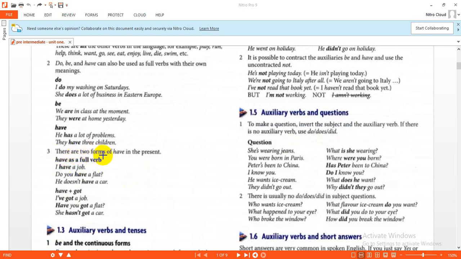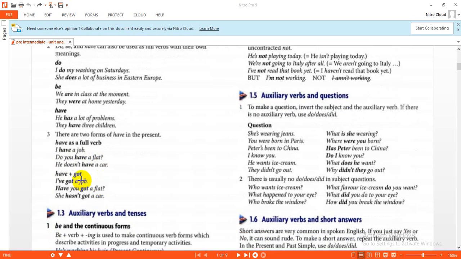There are 2 forms of have in present. Have as a full verb: I have a job. Do you have a flat? He doesn't have a car. Have and got: I have got a job. Have you got a flat? She hasn't got a car.